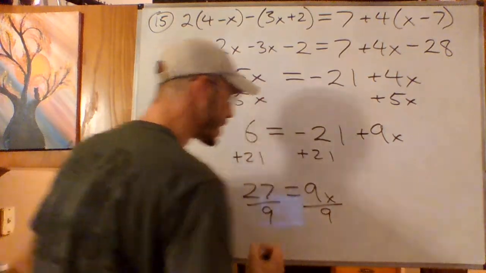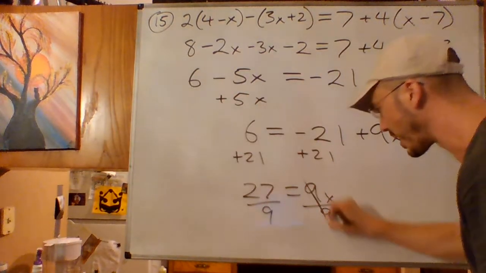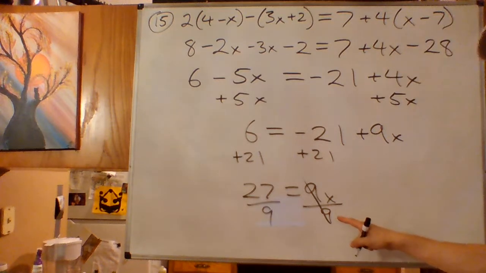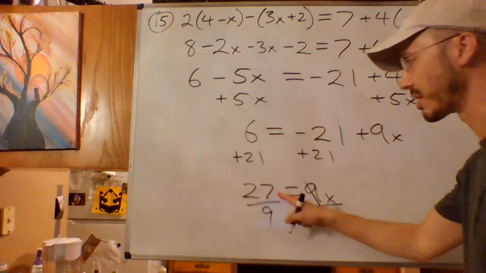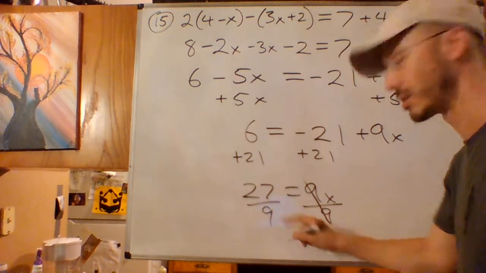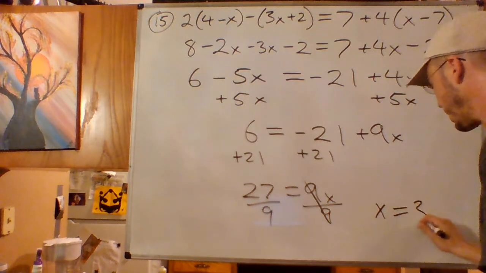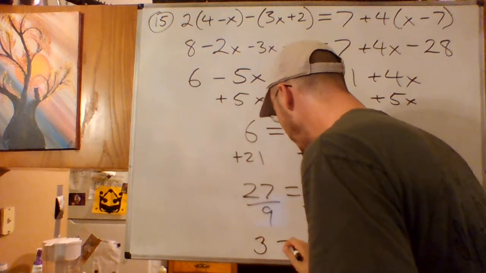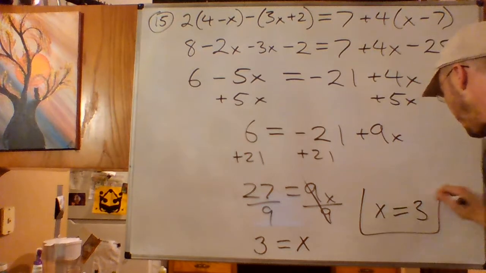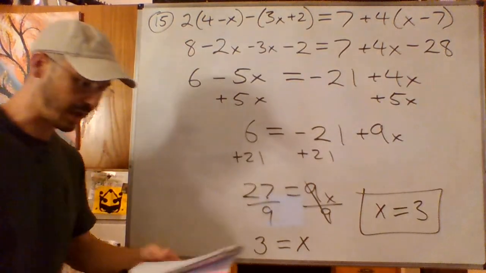Divide both sides by 9. Those 9's cancel, so I get just x over here. 27 divided by 9, it's 3. What that's saying is x equals 3. You could say 3 equals x. It's just, that's the more natural sentence order.